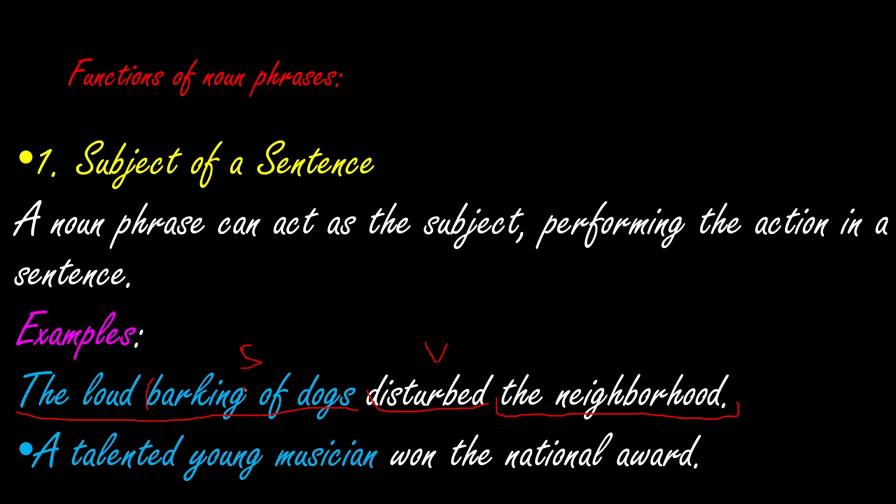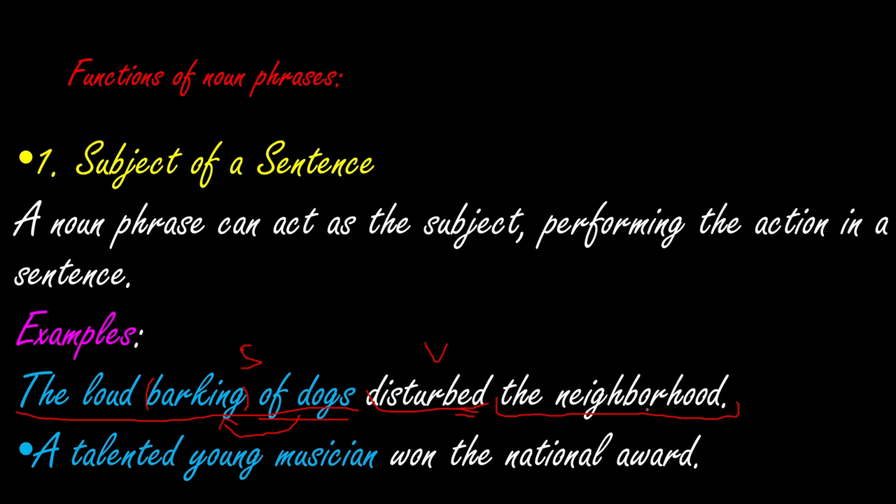Again, this is the head of the noun phrase, and we have of dogs. It is a prepositional phrase that acts as a complement. It is necessary to the meaning of the word barking. We have disrupted. It is a verb. It is a regular verb that ends with ed, which means it is conjugated in the simple past. We have the neighborhood.